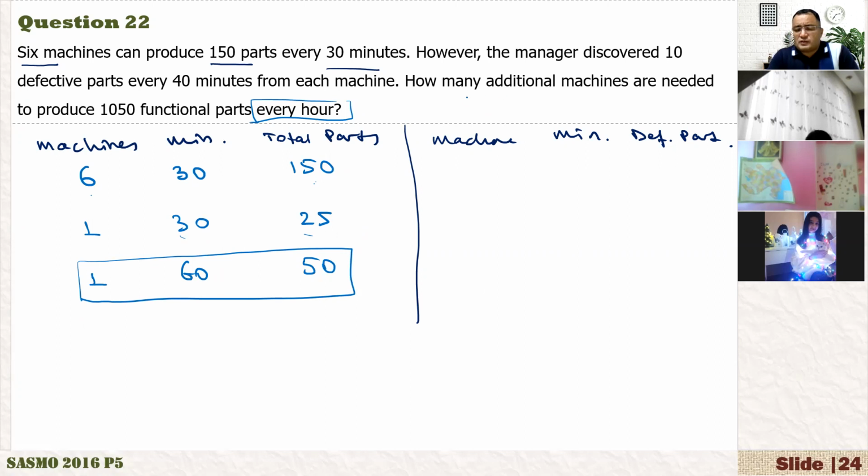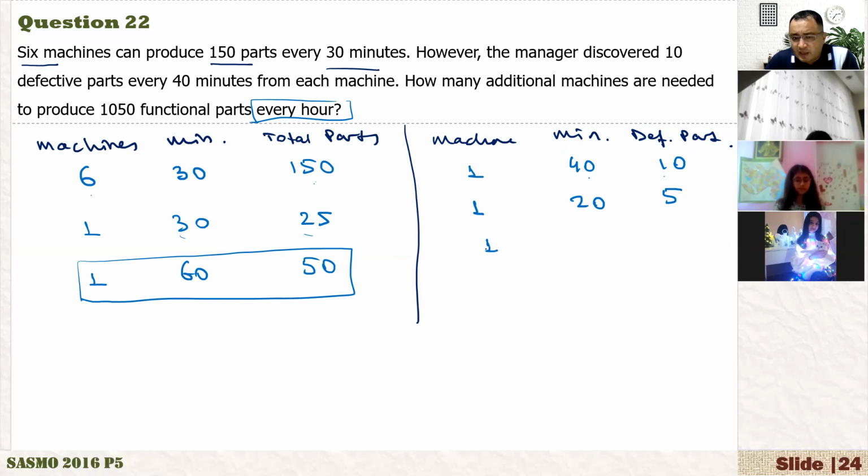Now, in the second part of the question, it says that, however, the manager discovered 10 defective parts every 40 minutes from each machine. So from one machine every 40 minutes, how many defective parts? 10 defective parts are coming. Again, we have to find this for one machine in 1 hour. We know that 40 minutes gives 10, that means if it works only 20 minutes, it will produce only 5 defective parts.